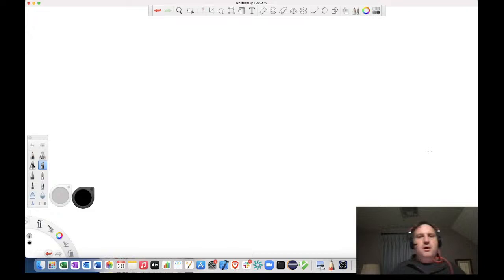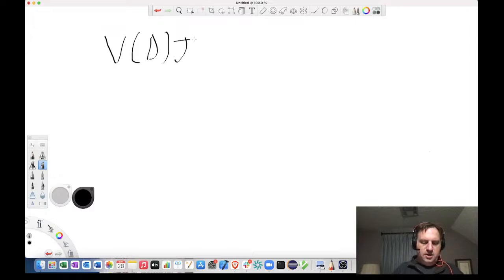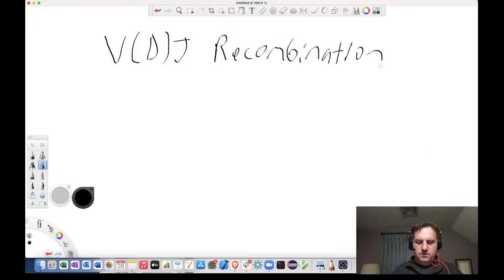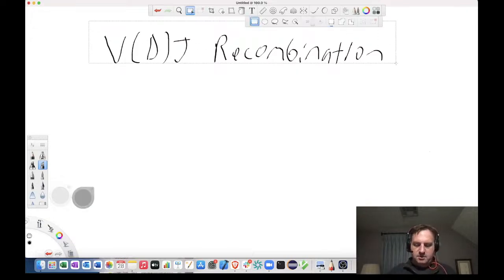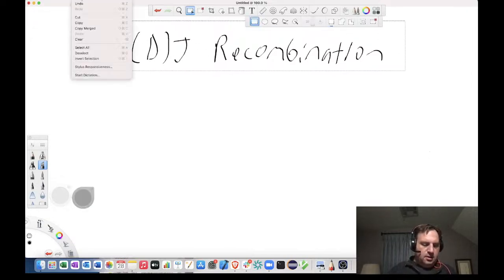Okay, next up on our rough cut series, we're going to talk about V(D)J recombination. That's V, and then parentheses D, J recombination. What V(D)J recombination is, is a way that B cells generate new antibodies, or generate antibodies at all.